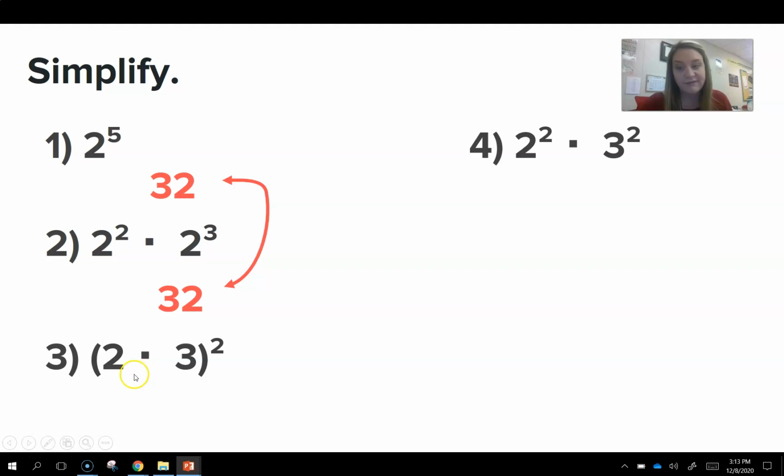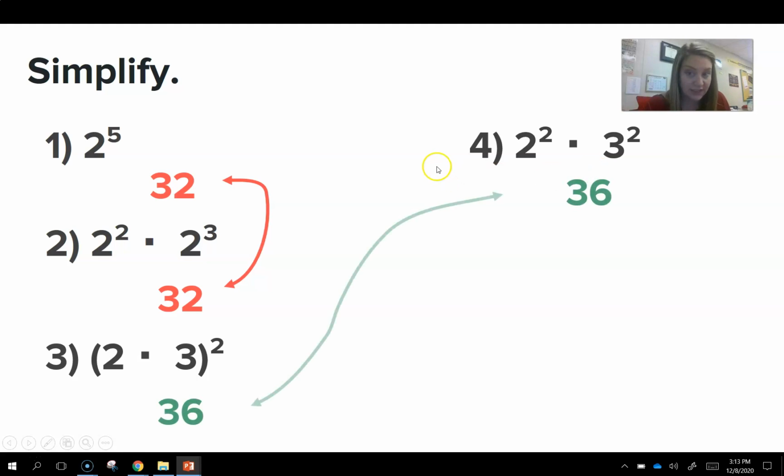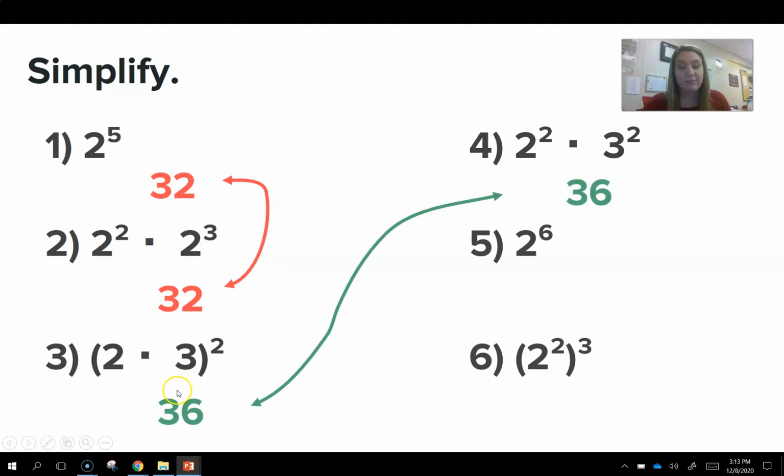Okay. Here we have 2 times 3 in parentheses, and then it's being squared. So 2 times 3 is 6, and then 6 squared is 36. Over here, looks like we've split it up. Let's see if it does the same thing, okay? 2 squared is 4. 3 squared is 9. 4 times 9 is 36. So, looks like if we're in parentheses, both pieces in my parentheses got the exponent on the outside. So, if I distribute the exponent to a product, 2 pieces being multiplied, we get the same result.